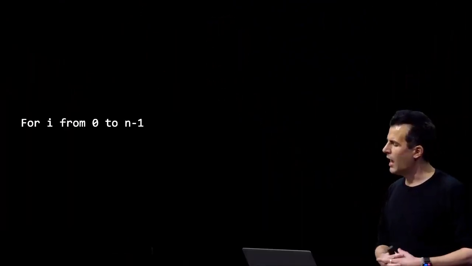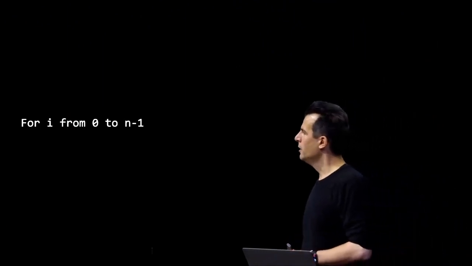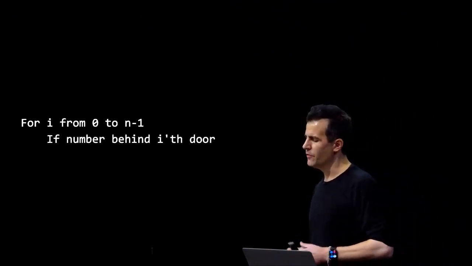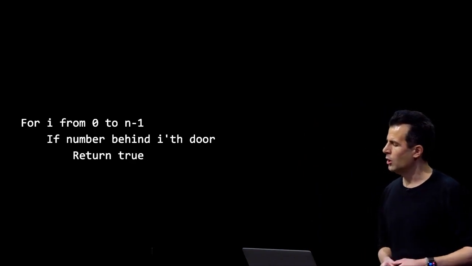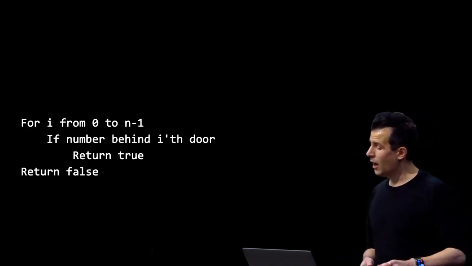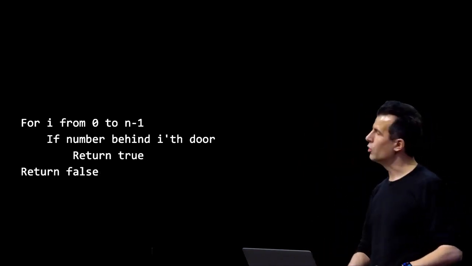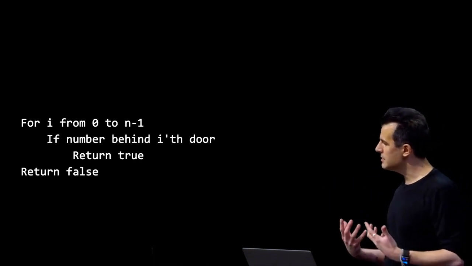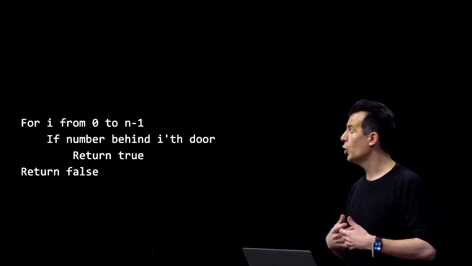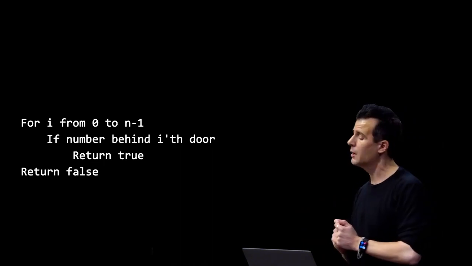So with linear search, I would propose that we could implement it in pseudocode first, like this. For i from 0 to n minus 1, all right, we'll see where we're going with this. If the number is behind the ith door, return true. Otherwise, at the very end, return false. So it's a relatively simple translation into pseudocode, much like we did with the phone book some time ago.